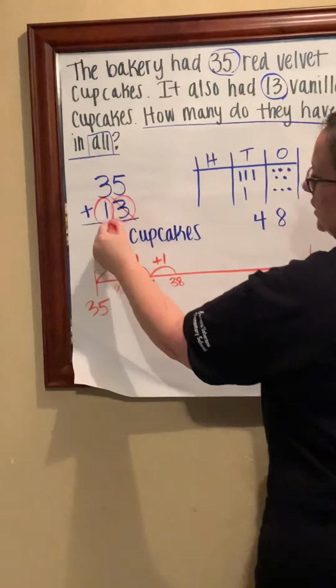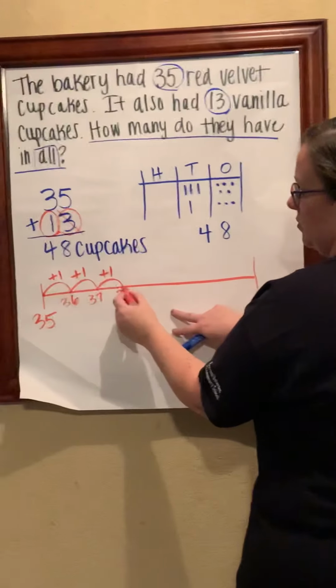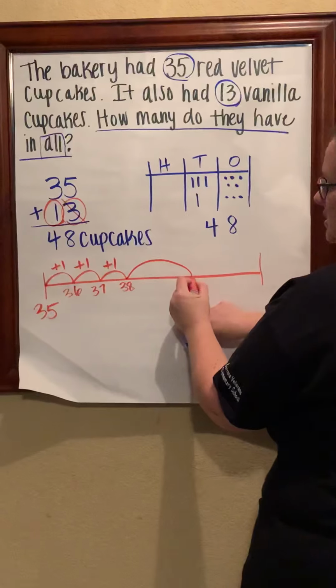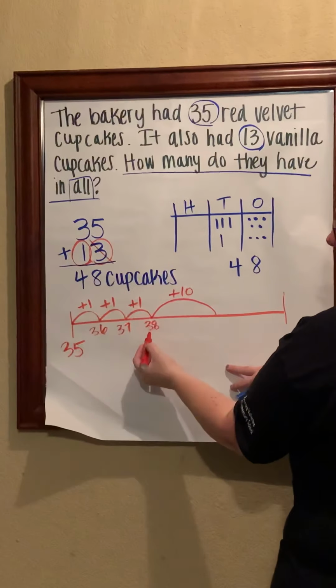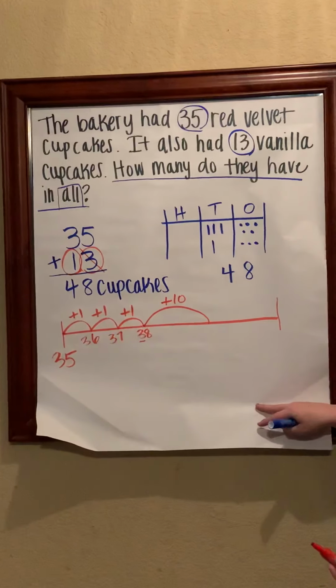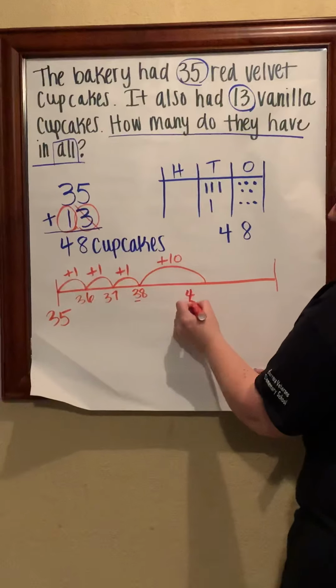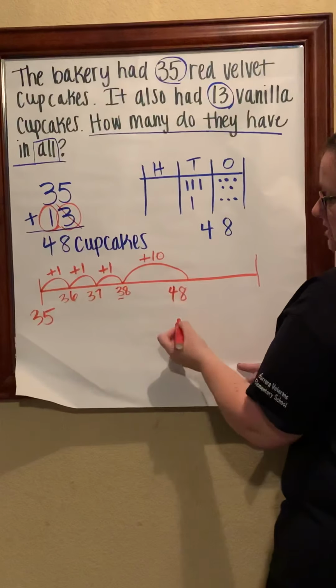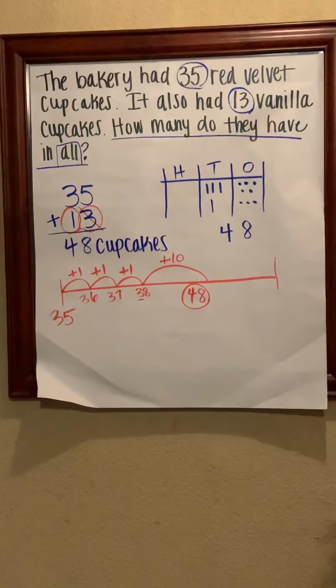Now I'm going to look at my tens place and I notice I have 1 ten. My jump is going to be bigger on the number line because it's a 10, so I'm going to add 10. And if I add 10, the only number that's going to change is my number in the tens place. My 3 turns into a 4. And then my 8 stays the same. I end up with the same answer that I did before.